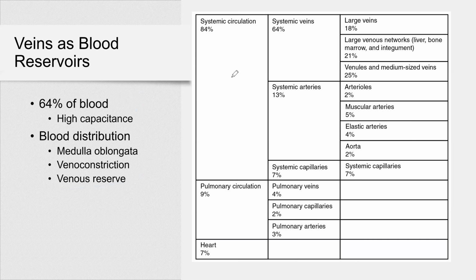Right, so for example, over here, we have systemic circulation and we have pulmonary circulation. Just give me a second.